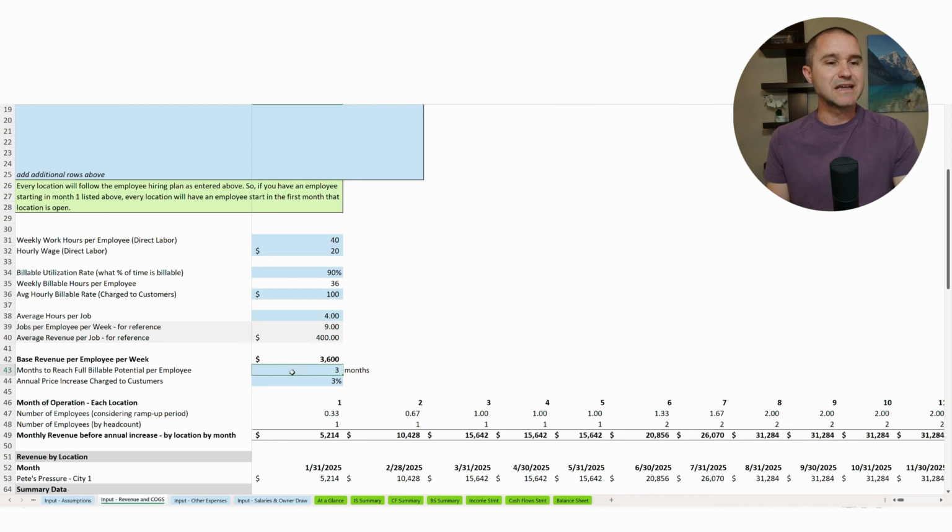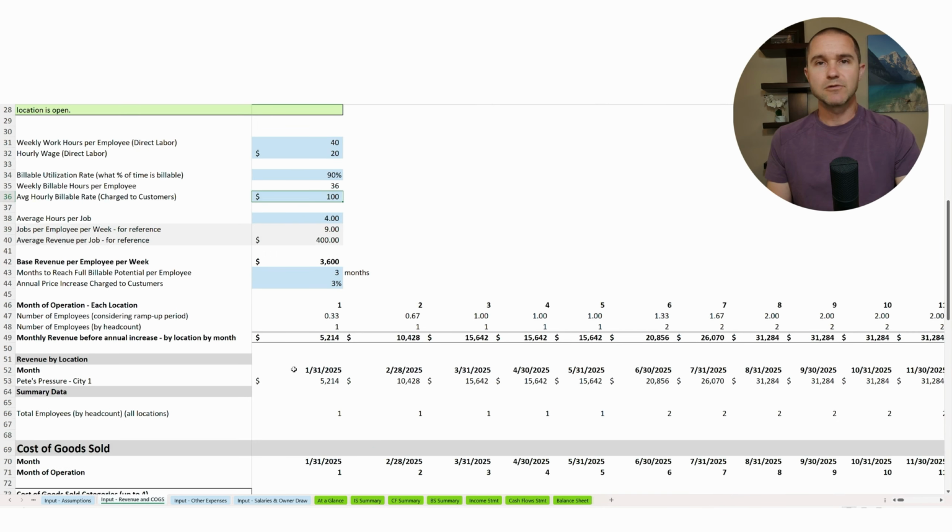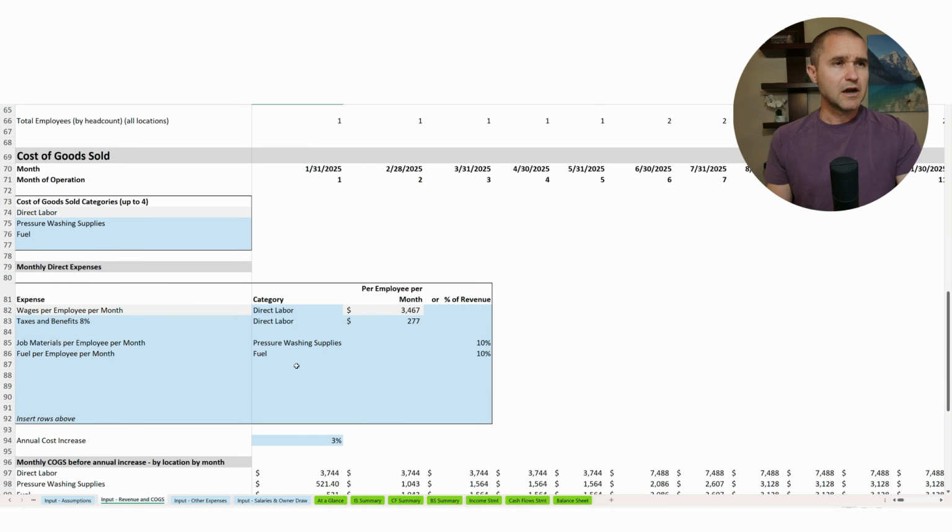And we think it's going to take 3 months for a new employee to ramp up to that full capacity. So if we're saying 90% is their capacity limit, we think it's going to take 3 months after we hire them to ramp them up and get them to that level. Then we can set an annual price increase. This is going to drive that $100 an hour up 3% over time to stay steady with inflation. All right, so now we've got our cost of goods sold section here. This is automatically pulling in the direct labor based on the assumptions above.